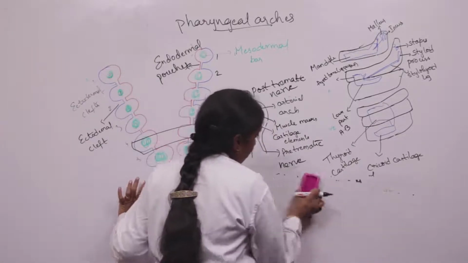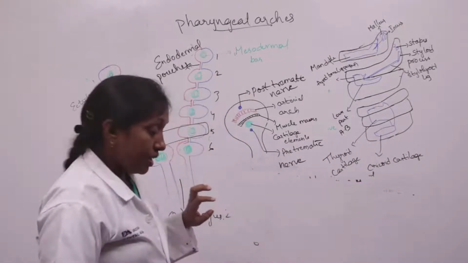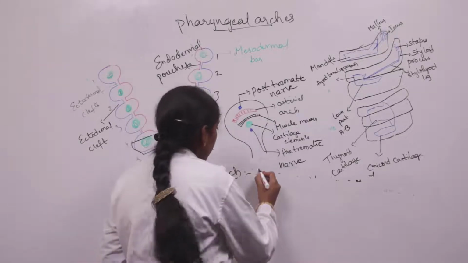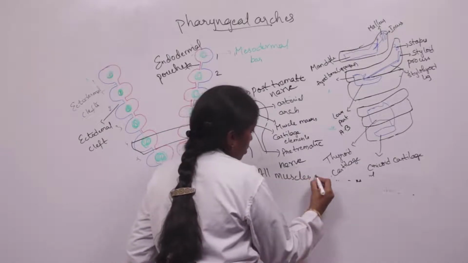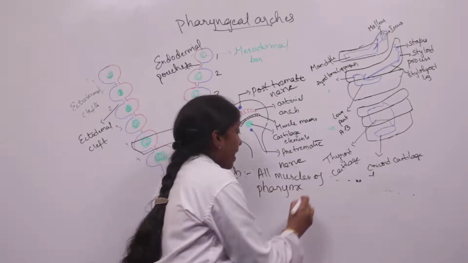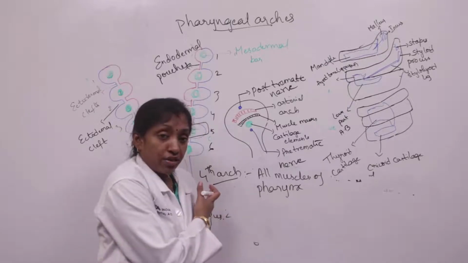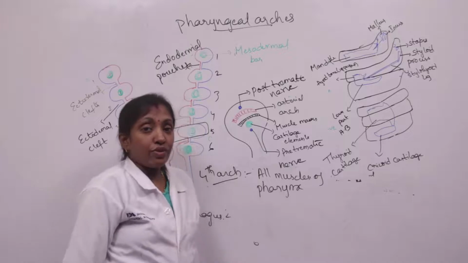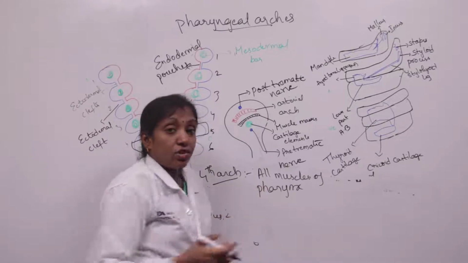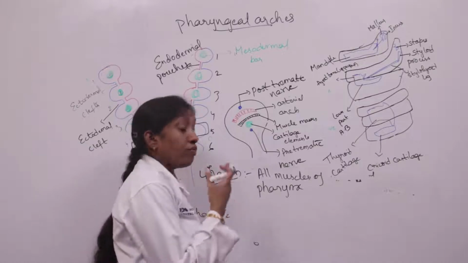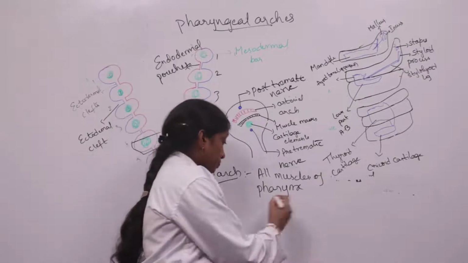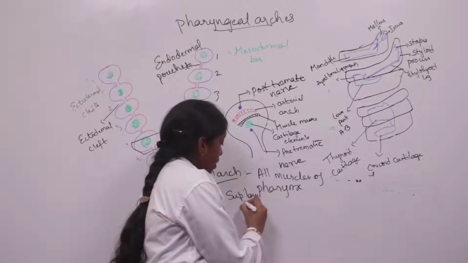And coming to the fourth arch, what are the muscles derived from the fourth arch? All muscles of the pharynx except stylopharyngeus, which we know is supplied by the glossopharyngeal nerve. So all the remaining muscles of the pharynx are derived from the fourth arch. We have the superior, middle and inferior constrictors, and the inferior constrictor divides into thyropharyngeus and cricopharyngeus. All the muscles of the pharynx, intrinsic and extrinsic, are supplied by the superior laryngeal nerve and derived from the fourth arch.